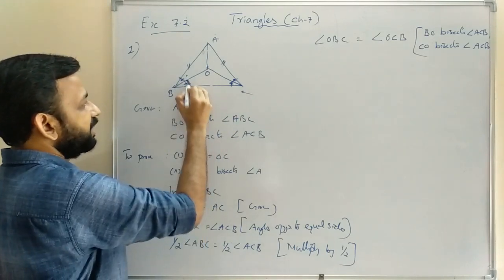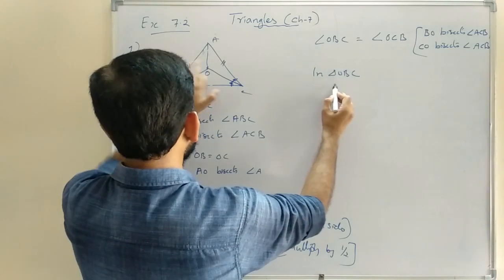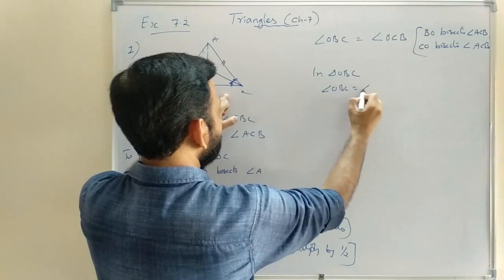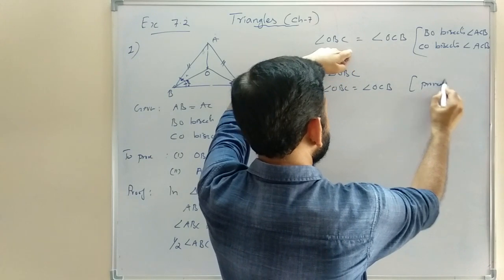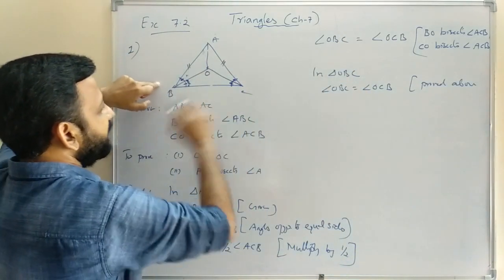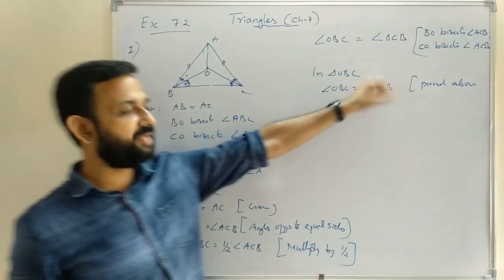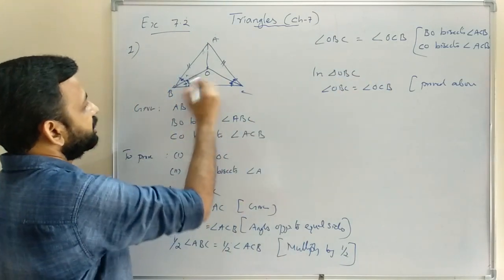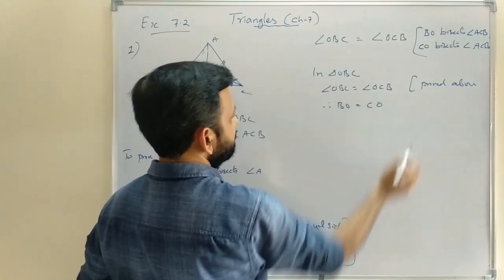Therefore, in triangle OBC, angle OBC equals angle OCB, proved above. Therefore, sides opposite to them are equal. That is the isosceles triangle property: sides opposite to equal angles are equal. So angle OBC equals angle OCB, therefore BO equals CO.